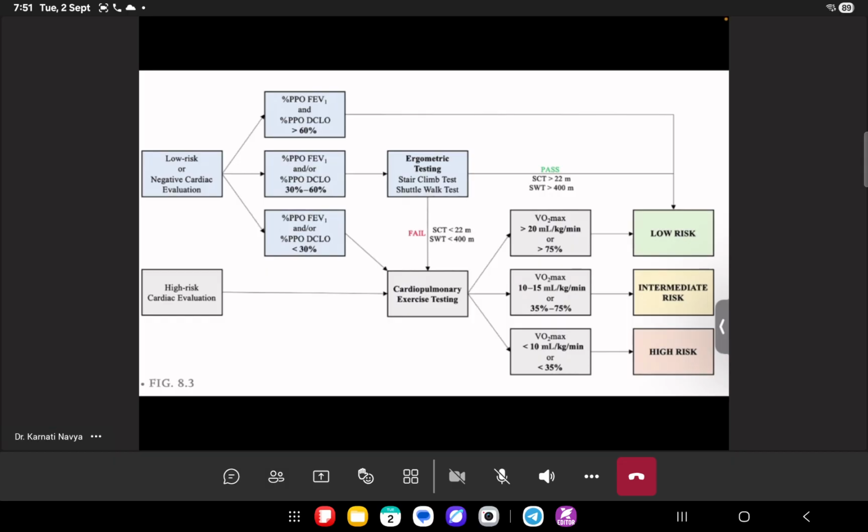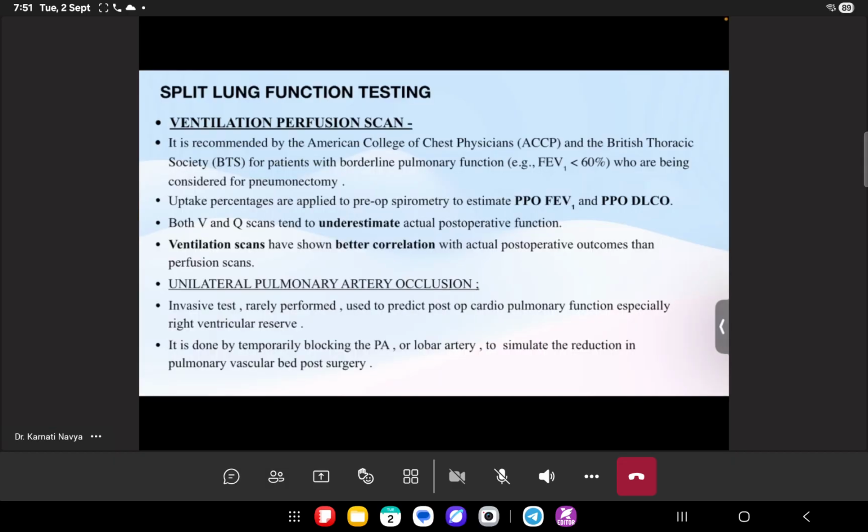If they fail this test, then cardiopulmonary testing is performed, along with the patients who have a low post-op predicted value, which is less than 30%. They are considered high risk. And for the cardiopulmonary testing, if it is more than 75%, it is considered low risk, between 35 to 75%, intermediate risk, and if it is less than 35%, considered high risk.